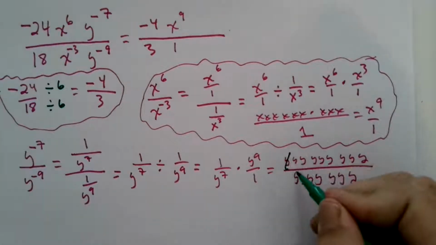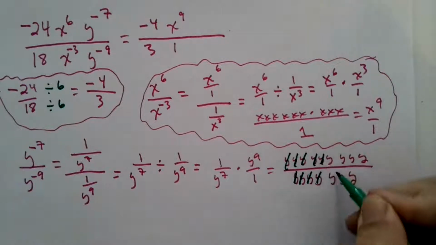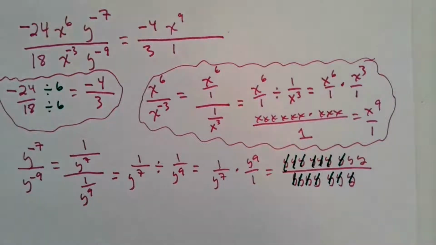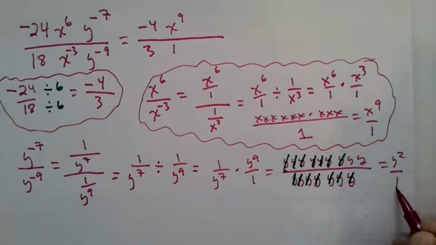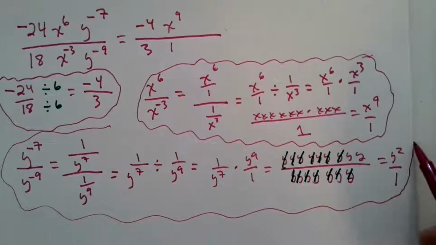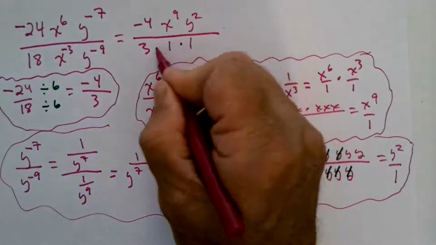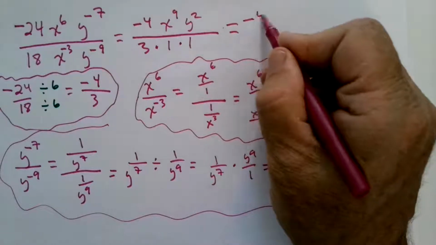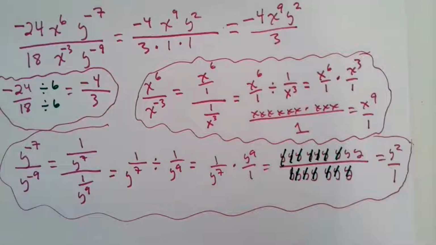What happens here? Y over y is 1 over 1, and so on. Upstairs, a whole bunch of 1s times y squared, and just 1 downstairs. So that's my y section on this problem. We get y squared over 1. As we multiply all this together, my final answer will be negative 4 x to the 9th, y squared over 3.